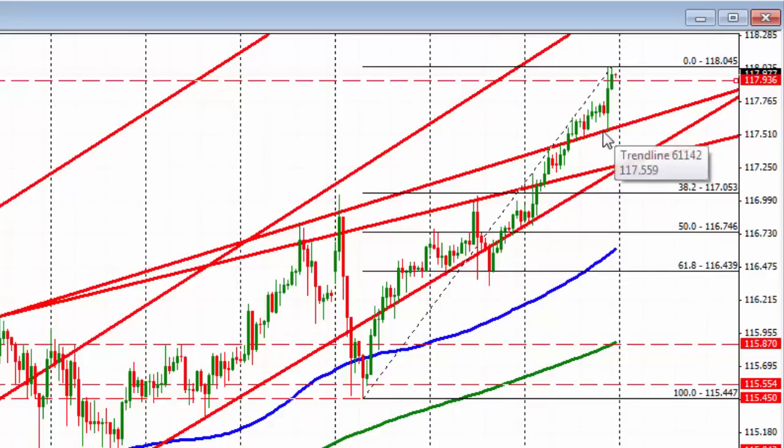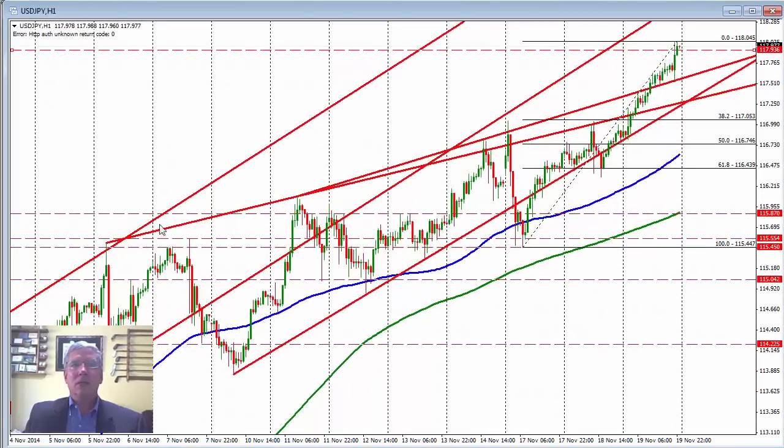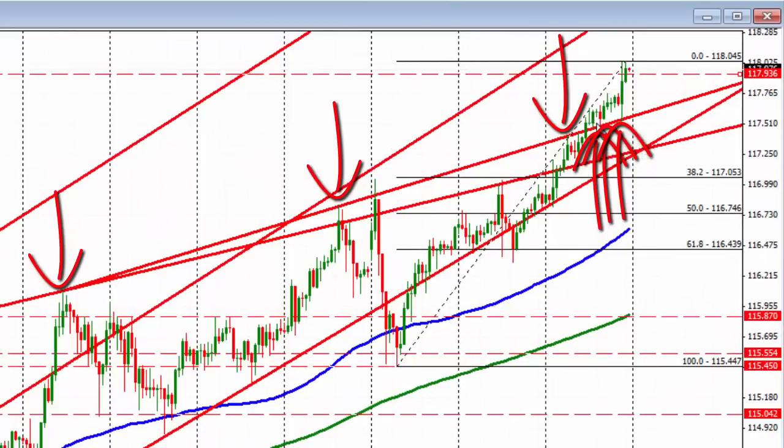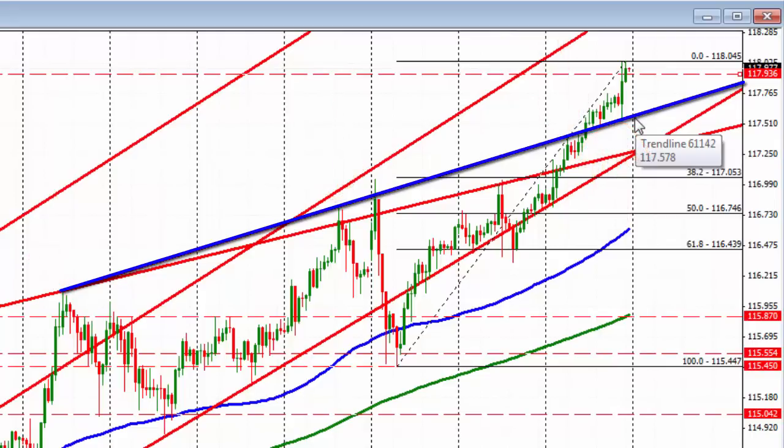If this market is going to go lower, watch this trend line here connecting this high with this high. We went a little bit below it here, but we held it, and then we moved above it and found that support. That level right now comes in around 117.57. If it can't get below that 117.57 level, then the buyers are still in control for this currency pair.